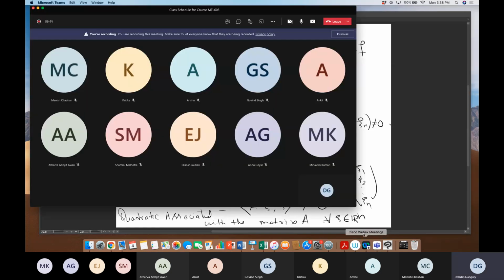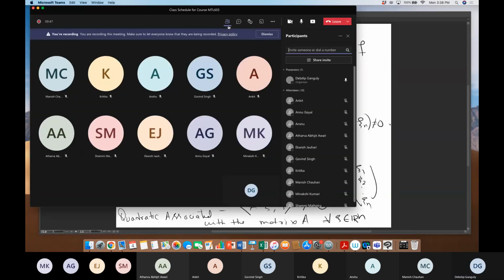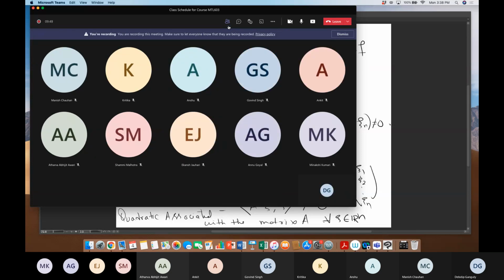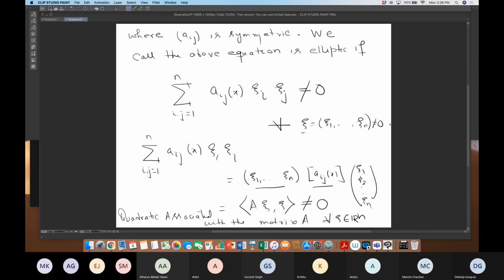Hello, is that clear to all of you? Yes or no? Manish, Kritika, Anshu, Govind, Ankit, Atharv, Shammi. Yes, sir. Clear? You have come across this term in the linear algebra course, right?